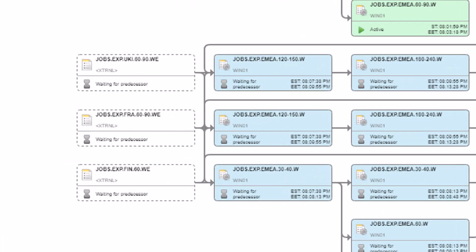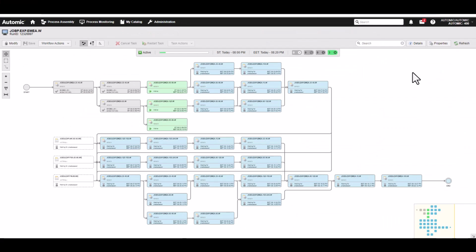We see the external dependencies have an initial status of waiting for predecessor. Once the workflow gets to these processes, it will verify that the external dependencies in the other workflows have completed. If they haven't all completed, the workflow will wait with the status of waiting on external dependency. Only when all external dependencies have been met will the workflow and the payroll process continue on.